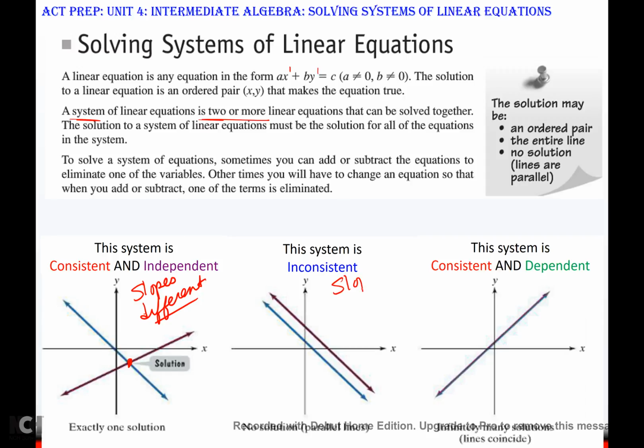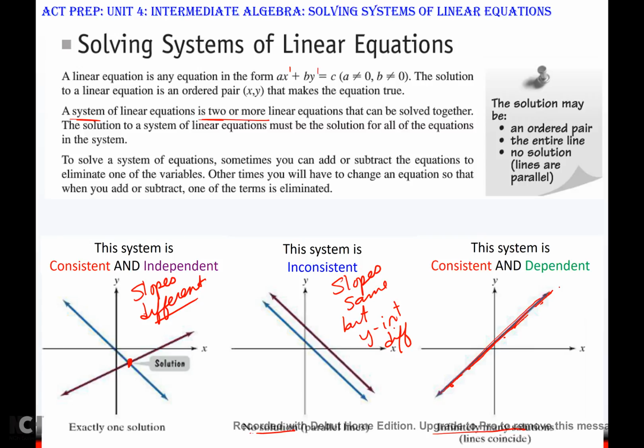Okay, if your slopes are the same but your y-intercepts are different, you're going to end up with parallel lines, which means they never cross, which means there's no solution. And sometimes you can get a line that algebraically looks different, but reduces down to the exact same line. So one is graphed on top of the other, and that would mean infinitely many solutions because they share all the points.